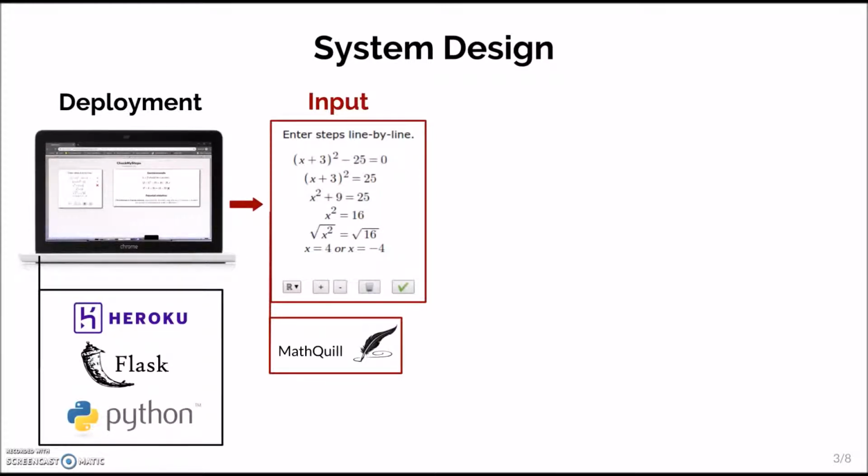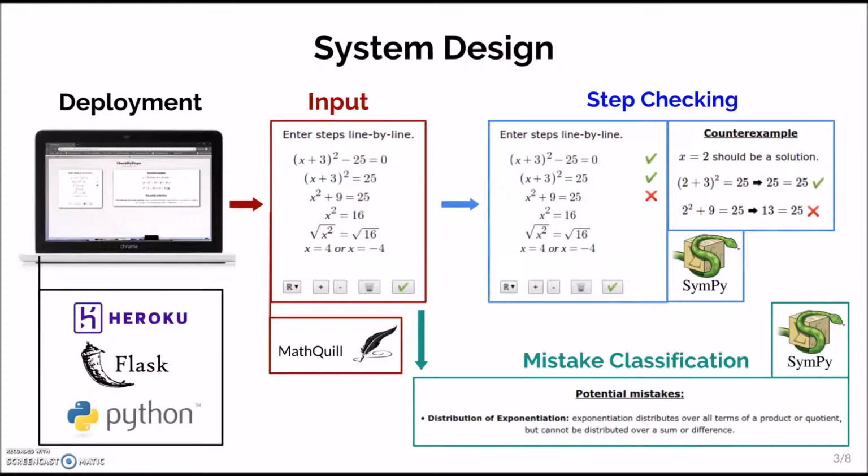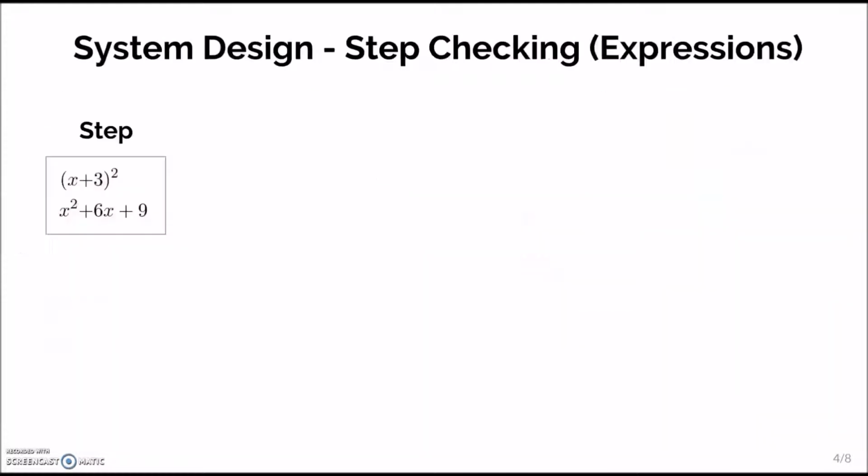The step checking module leverages SymPy to check each line against the previous line and generate a counterexample in the event of any mistake. SymPy is also used in the mistake classification module, which uses the content of the lines preceding and following the mistake to classify the mistake. Now let's take a deeper dive into the step checking and mistake classification modules.